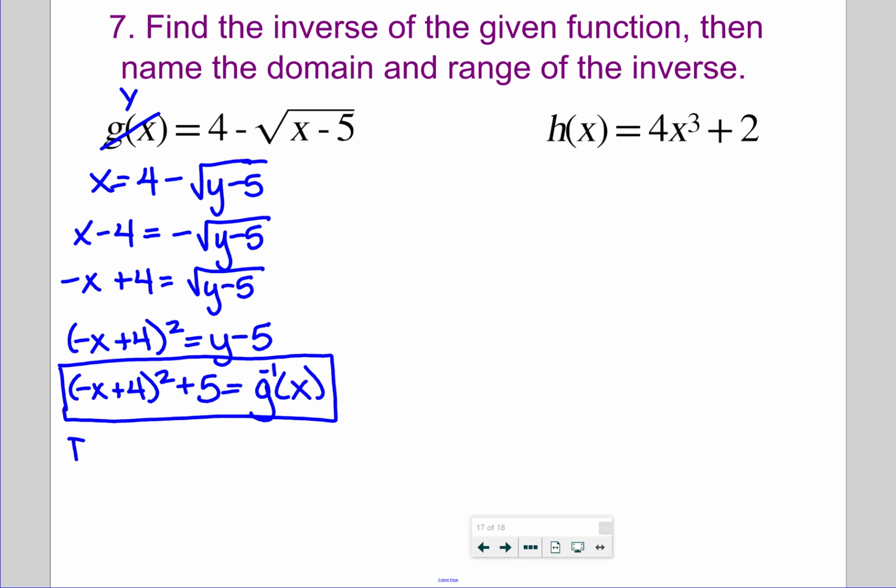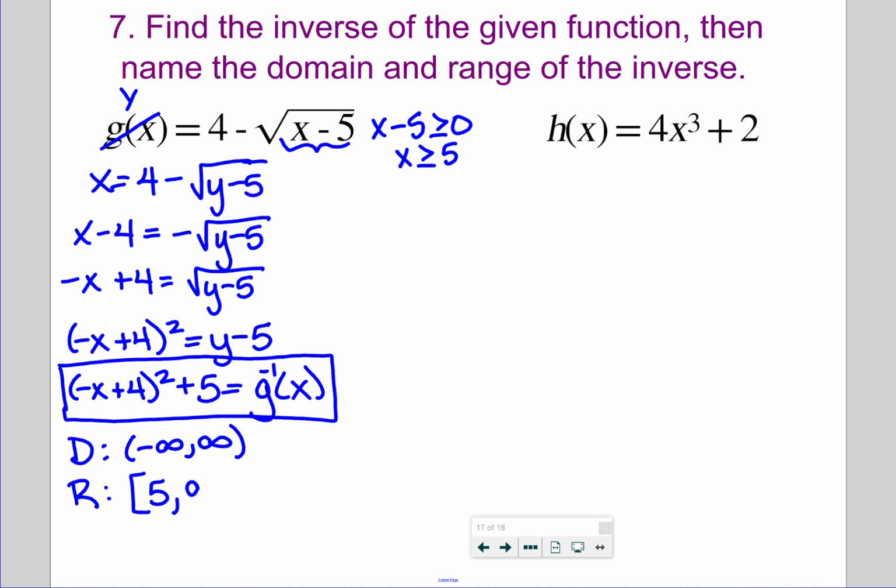As far as domain and range go, the domain of the inverse, if we're looking at the inverse function, there's no value that x cannot equal. So that is all real numbers. The range is the domain of the original function. And the original function had a radical. So we're going to look at x minus 5. We want x minus 5 to be greater than or equal to 0. So that means the x has to be greater than or equal to 5. Which means now my range for my inverse will be 5 to infinity in interval notation.